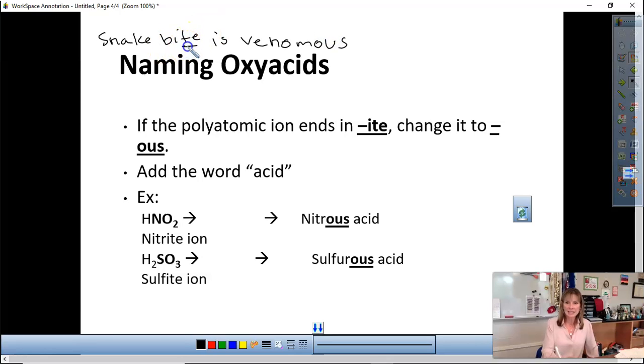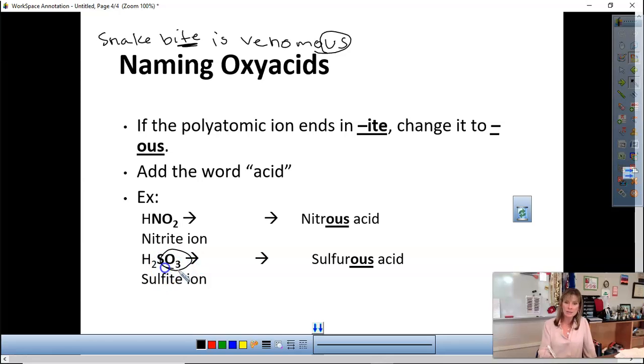If it ends in ITE, you change the ending to OUS. So here we have HNO2. NO2 is the polyatomic ion, and it's nitrite. So instead of nitrite acid, it doesn't get a hydro. Since it's nitrite, it becomes nitrous acid, OUS. ITE becomes OUS.